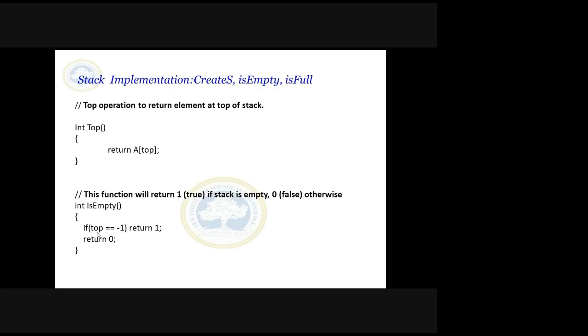In a linked list we use a pointer called next, and for a doubly linked list we use pointers called next and previous, and even last. But here there is only one pointer called top, because entry and exit happen at the same point. So if your top is -1, it will return 1. That means your stack is empty, so it gives 1, which is true. If it is false, it will give 0.